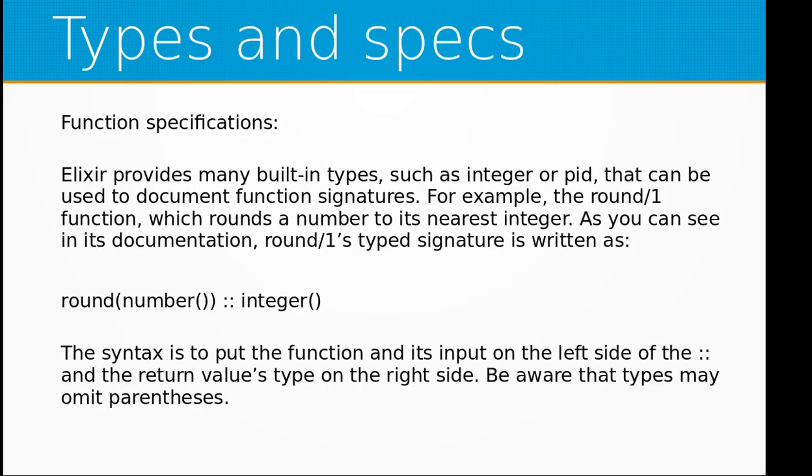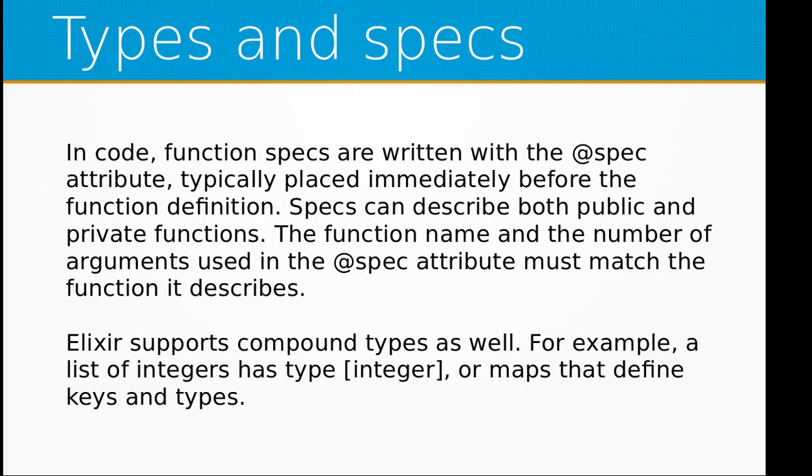Let's look at function specifications. Elixir provides many built-in types such as integer or PID that can be used to document function signatures. For example, the round function, which rounds a number to its nearest integer. As you can see in its documentation, round's typed signature is written as round(number) :: integer. The syntax is to put the function and its input on the left side of the resolution operator and the return value's type on the right side. Be aware that types may omit parentheses.